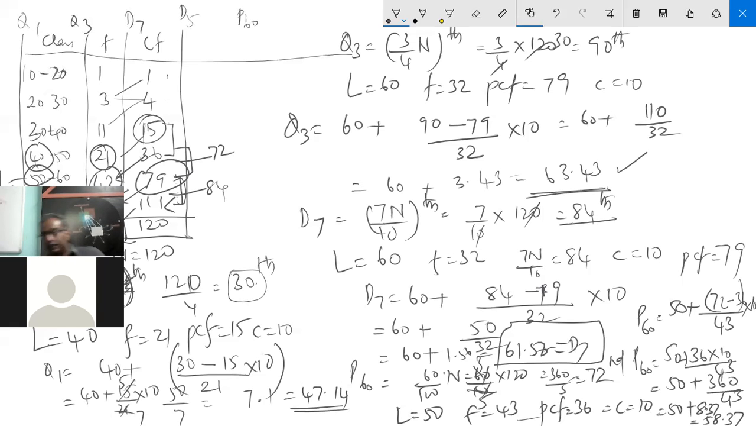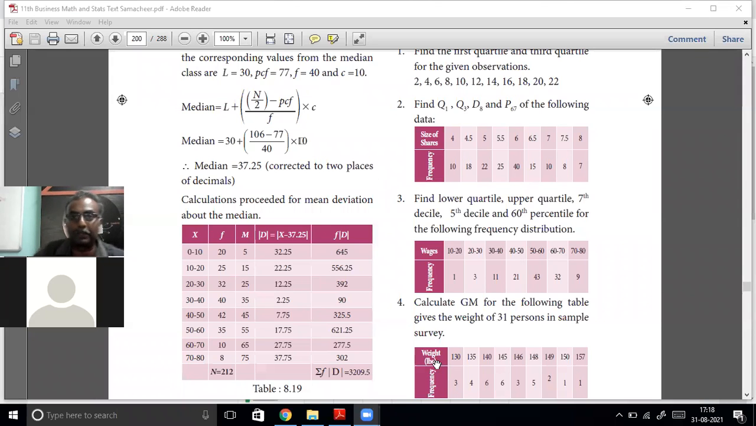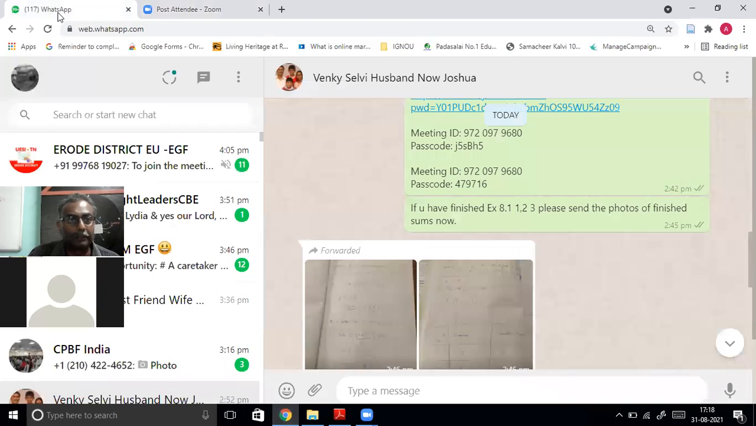Okay, I'm going to copy this and put it in your thing. Very simple, no? Very carefully you have to do. That's all. Uncle, don't screenshot and send me mistakes in your steps. That's all. Otherwise, very simple, straightforward sums.